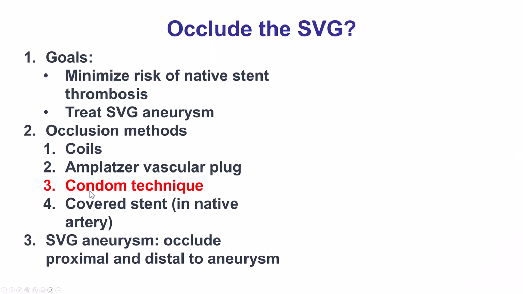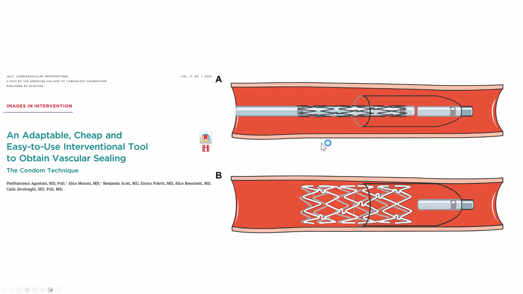The third way to occlude the saphenous vein graft is called the Condom technique. And the advantage of this is that it doesn't require any specific equipment, such as the coils and the Amplatzer vascular plug, and therefore it is cheaper and more universally available.